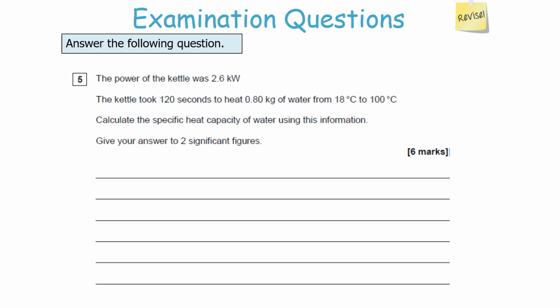In our next question, it says the power of a kettle was 2.6 kilowatts. The kettle took 120 seconds to heat 0.80 kilograms of water from 18 degrees Celsius to 100 degrees Celsius.